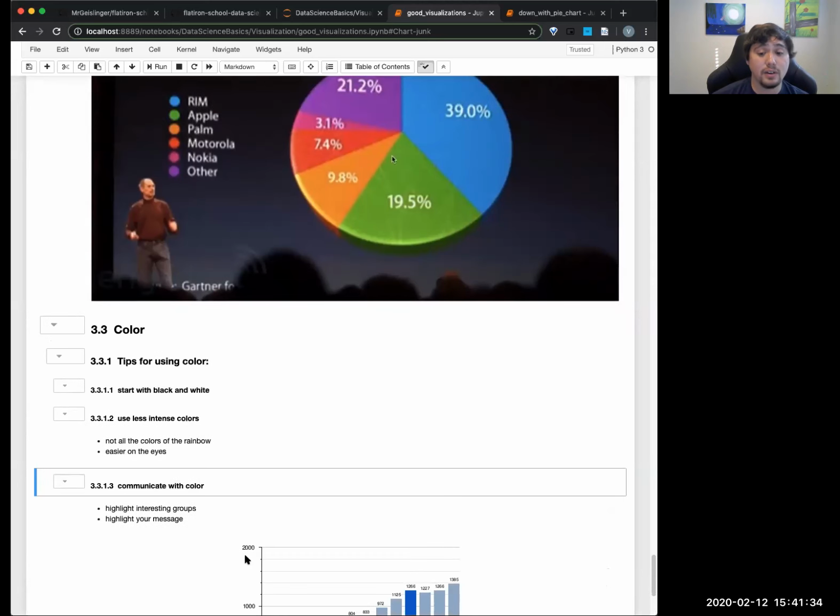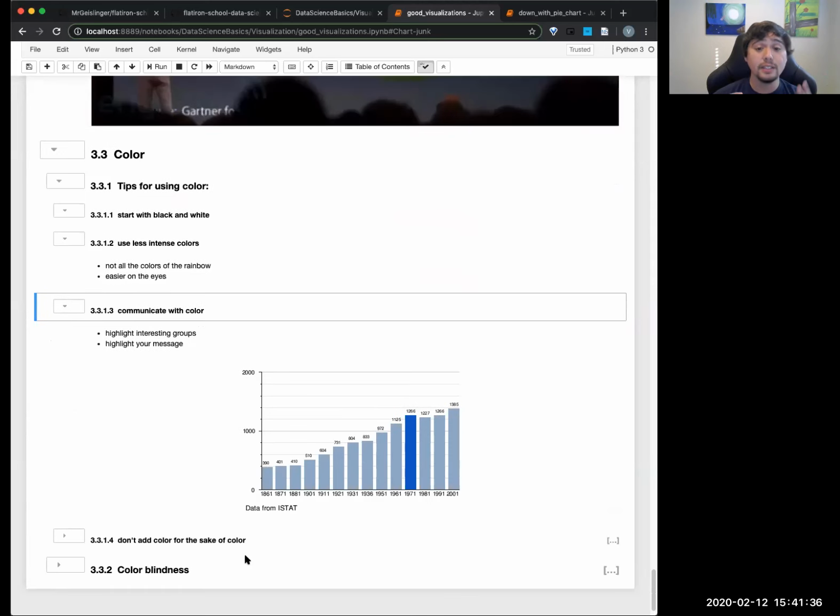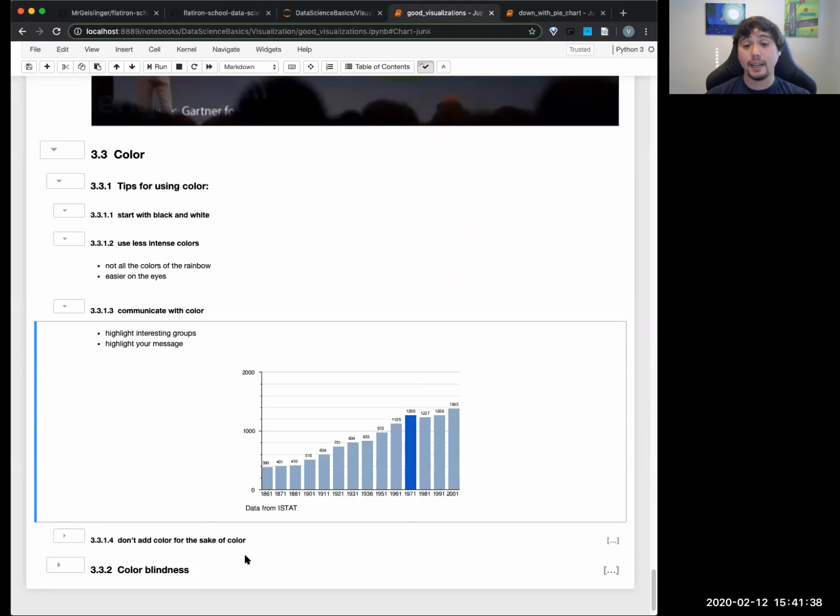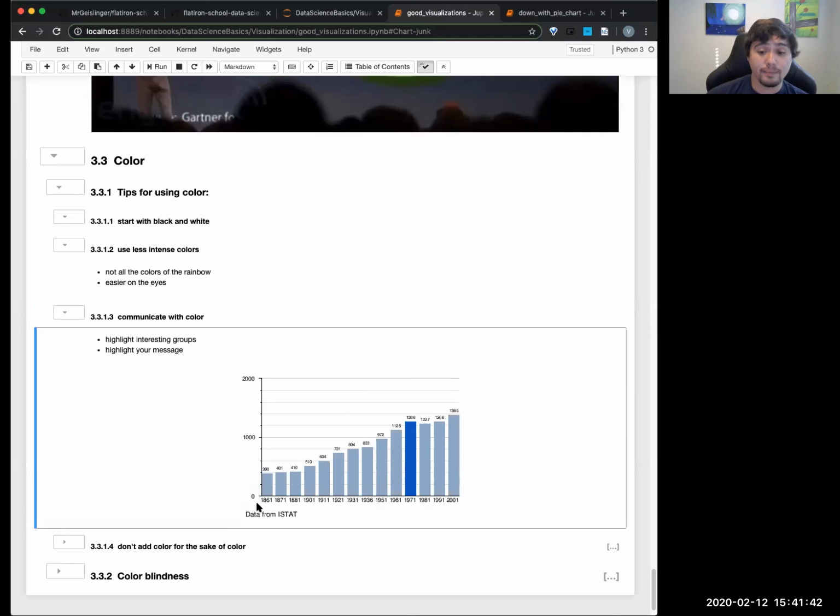Communicate with colors. One thing is that if you're going to use color, use it to highlight interesting groups. Here's a really great visualization where it doesn't really matter what this data is, but the point is that there's a bar chart here and they are using the blue to emphasize a certain point in the data set. This 1971 by itself is nothing in particular, right? It's just another data point, a summary of data.